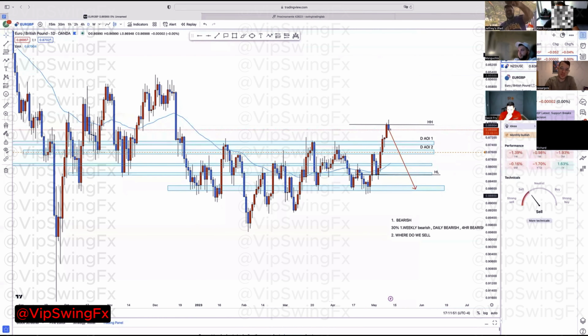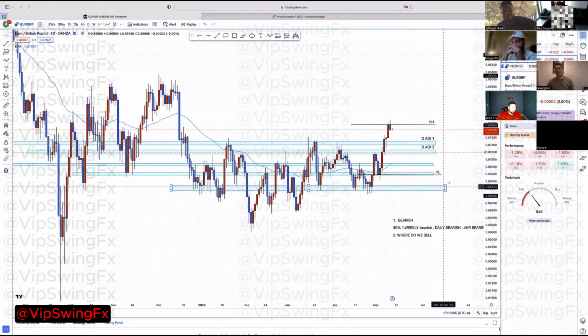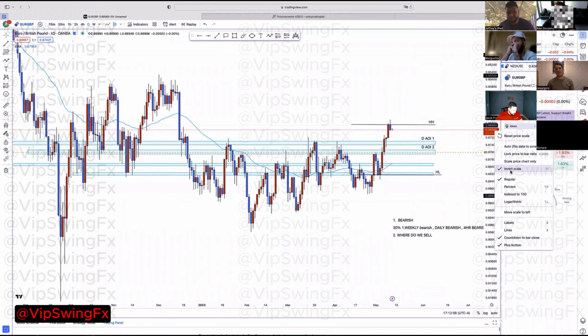Perfect. Simple, right? How we doing so far? Easy. You guys are seeing how easy it is, how simple I find these zones. It's not rocket science. I'm literally just using the market, right? So let's flip this. Super simple.